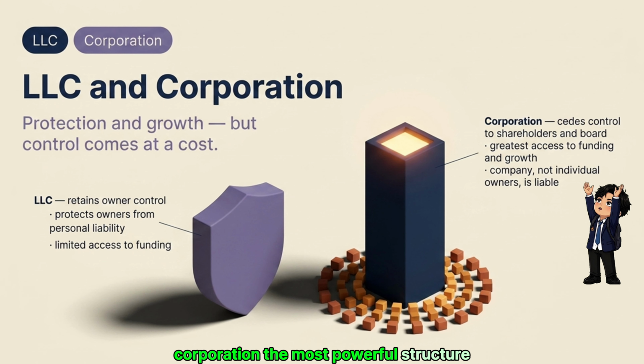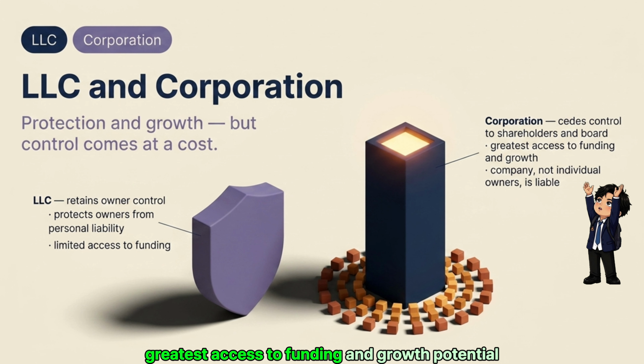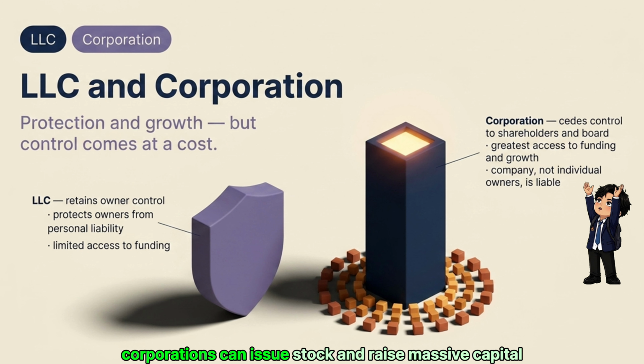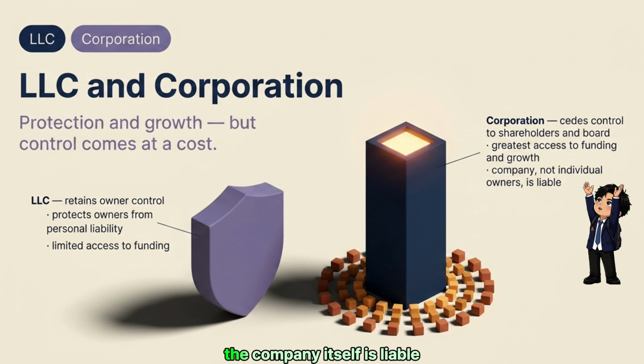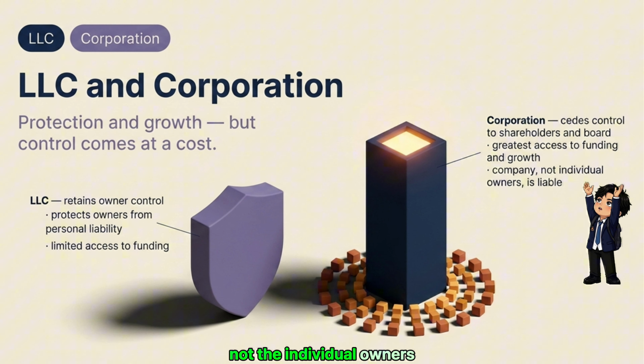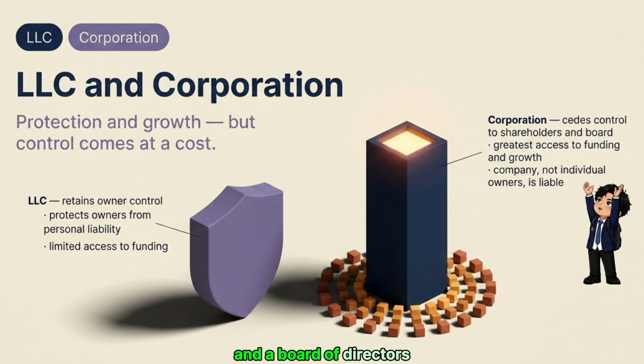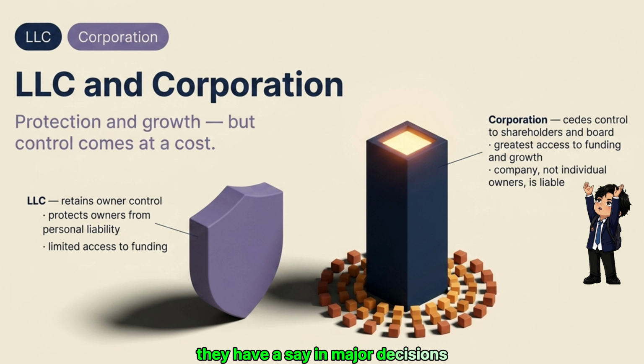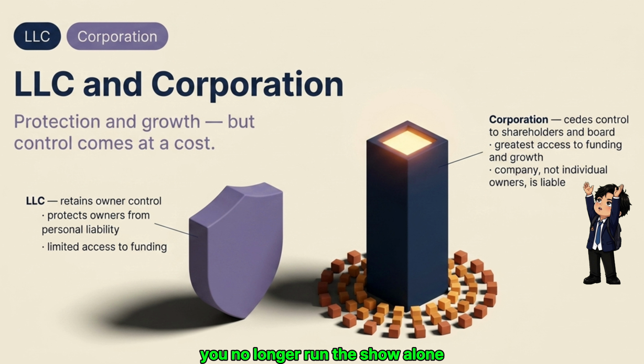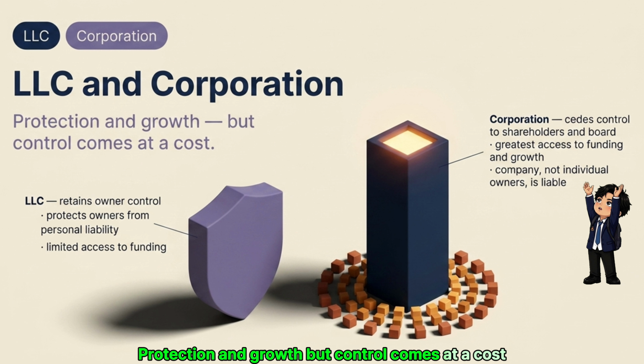Corporation, the most powerful structure. Greatest access to funding and growth potential. Corporations can issue stock and raise massive capital. The company itself is liable, not the individual owners. But here's the cost: you cede control to shareholders and a board of directors. They have a say in major decisions. You no longer run the show alone. Protection and growth, but control comes at a cost.